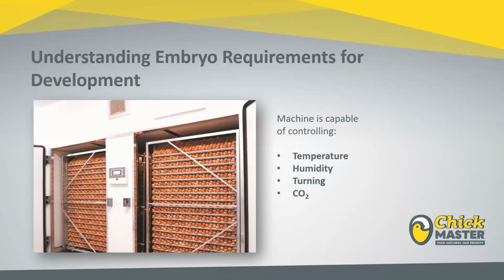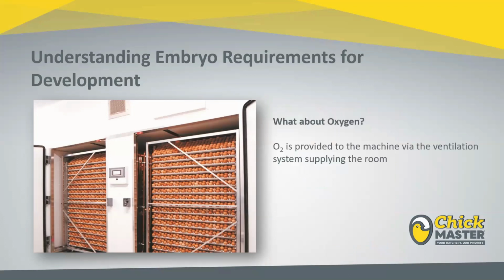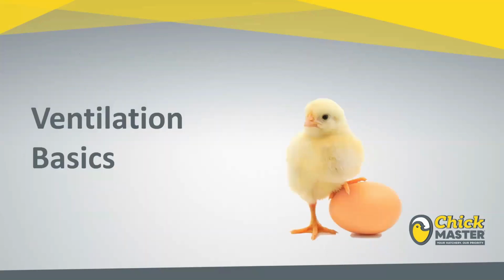So when we talk about these requirements, we recognize that in modern incubation today, whether it be single stage or multi-stage, we have the capability of the machine to control the temperature, humidity, turning, and CO2. What about oxygen? Oxygen is provided to the machine via the ventilation system supplying the room. So now let's talk a little bit about ventilation basics.